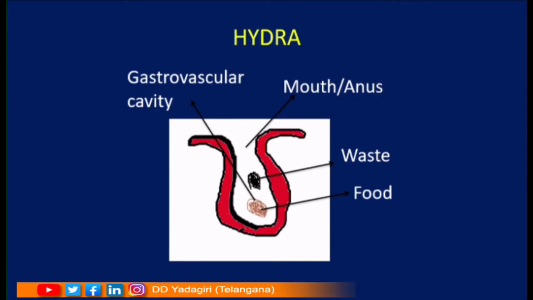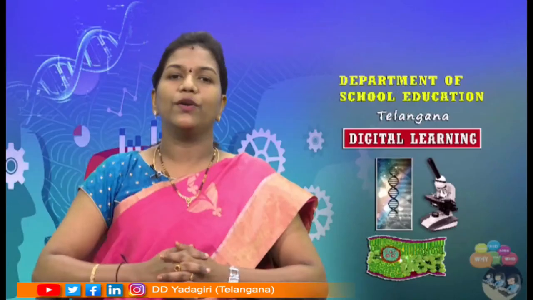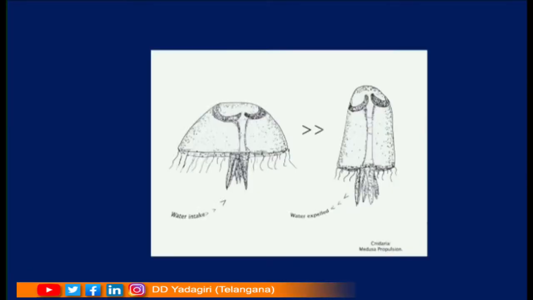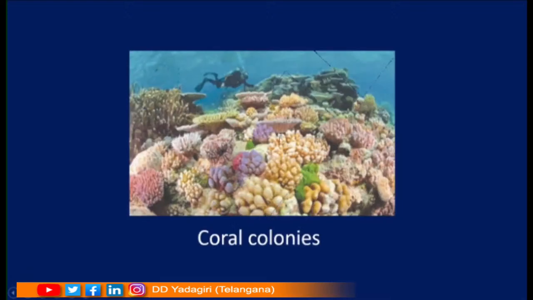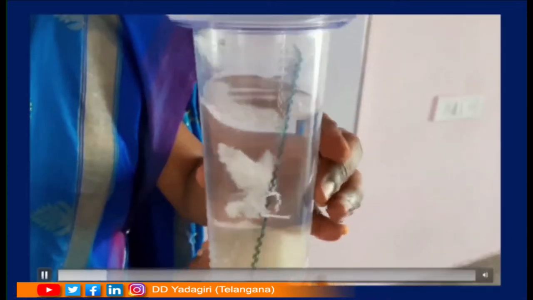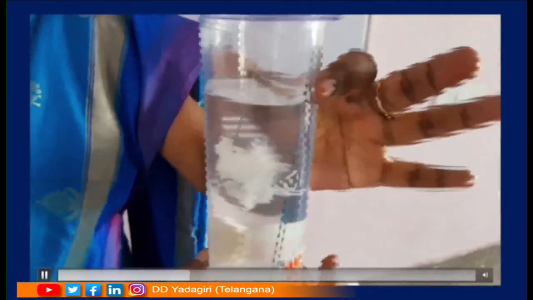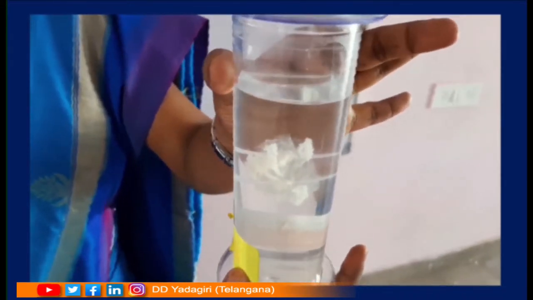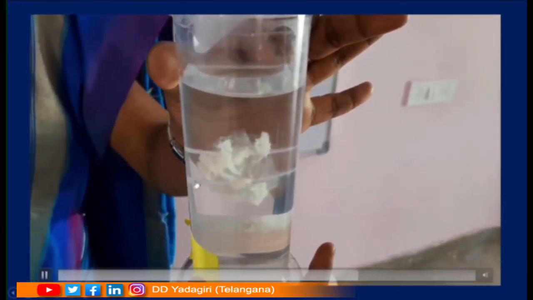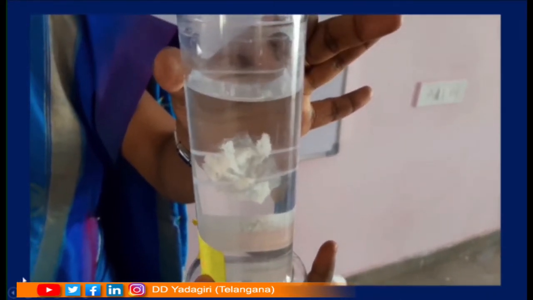So, this coelenterate has a specific gastrovascular cavity through which the food and the waste materials are getting in and getting out. You can see, children, here the Aurelia, isn't it? The umbrella shaped structure, Aurelia, the water intake and the water is expelled. So, this has a gastrovascular cavity. You can see the coral colonies, they are living in colonies. The umbrella shaped structure, now these are the tentacles. These contain cnidoblasts, those sting-like structures which will kill the prey.